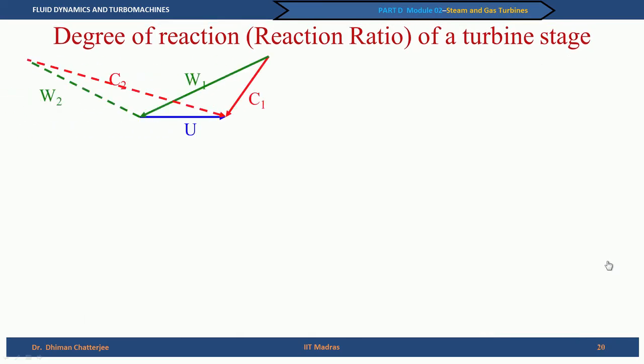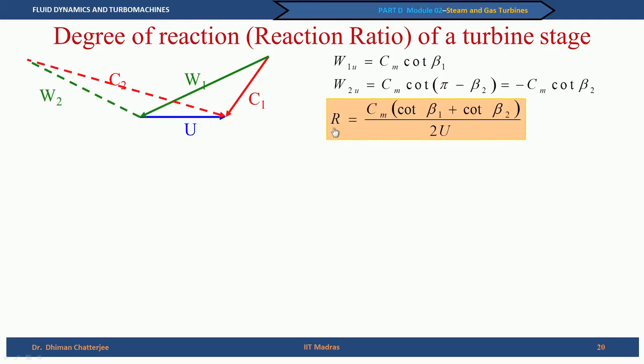If we continue the discussion further on the degree of reaction, we can write that W1u is Cm cot beta 1, and W2u is Cm cot (pi minus beta 2), because my beta 2 is this angle and hence we are talking about this angle which is pi minus beta 2, or minus Cm cot beta 2. So, I can write also in terms of the blade angles, and hence I can write that R equal to Cm times (cot beta 1 plus cot beta 2) whole divided by 2u.